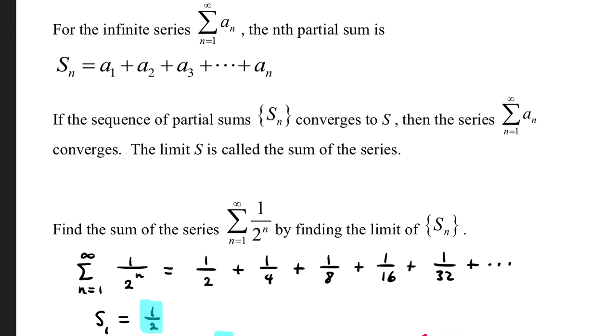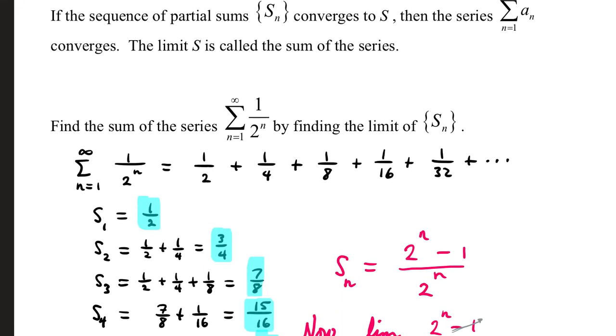For the infinite series, the sum from 1 to infinity of an nth term that'll be given, a sub n, the nth partial sum is the sum of each term in the series added up. If the sequence of partial sums converges to a finite value s, then the infinite series converges. The limit s is called the sum of the series. So that's the importance of knowing whether a series diverges or converges, is if it converges, then there's a sum that series will add up to.